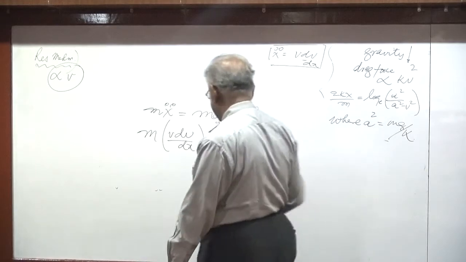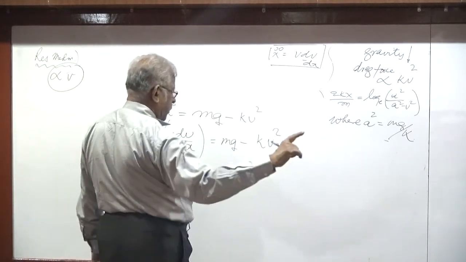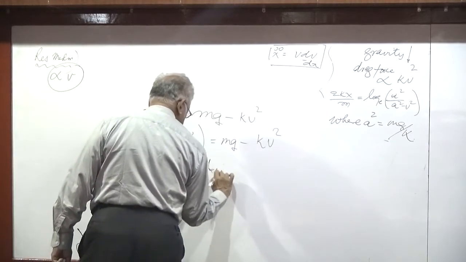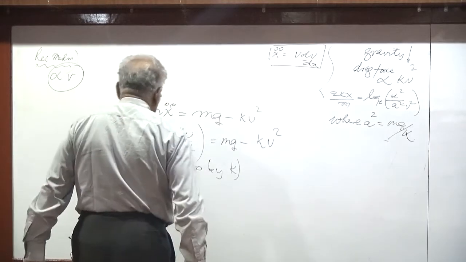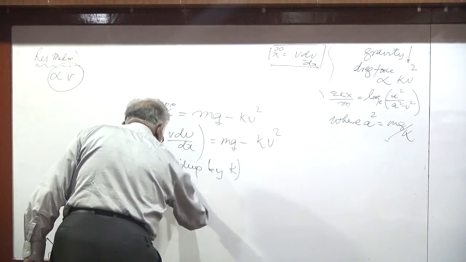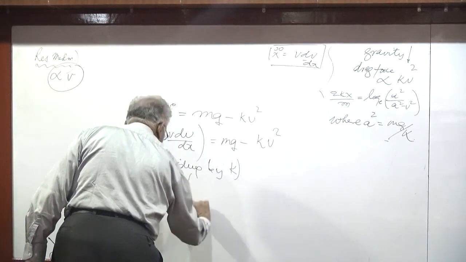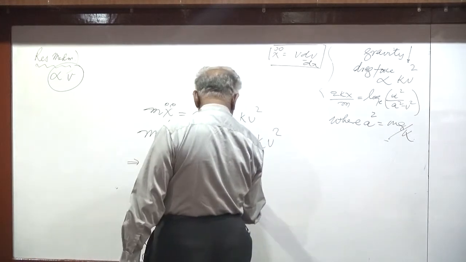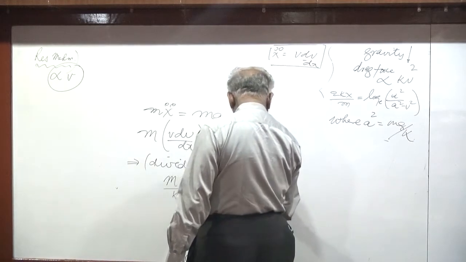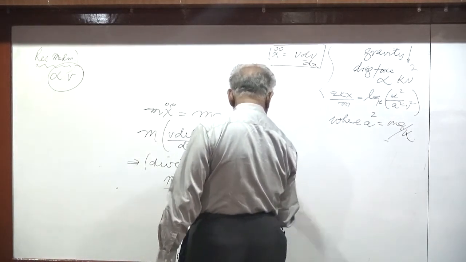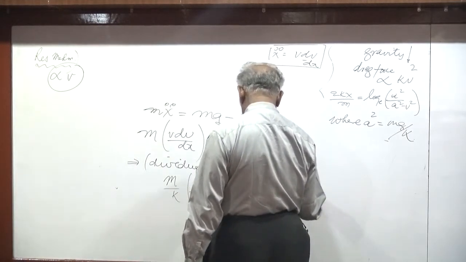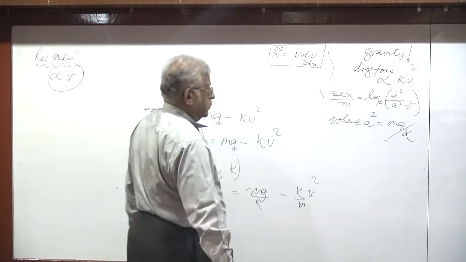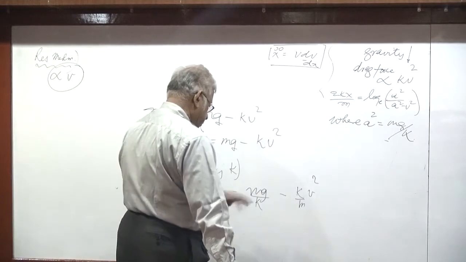Now, dividing the entire equation by k, what we get is m over k into v dv/dx is equal to mg by k minus k by m v square. k by m is 1 over a square. We'll do that.